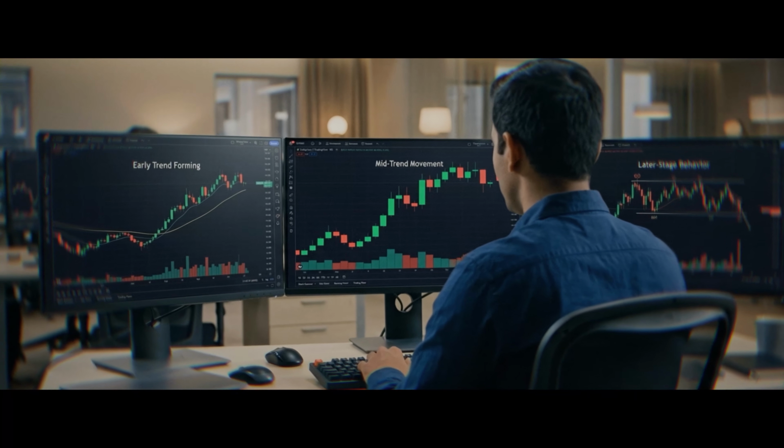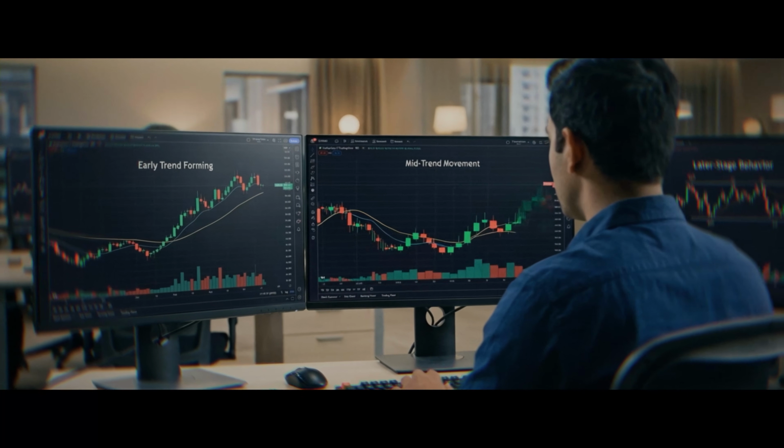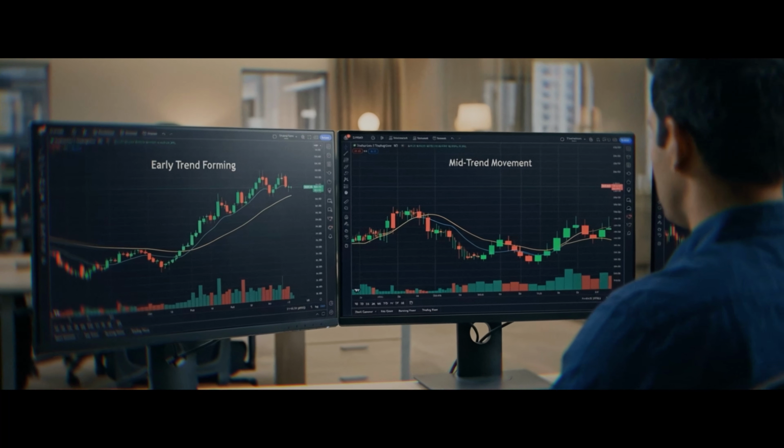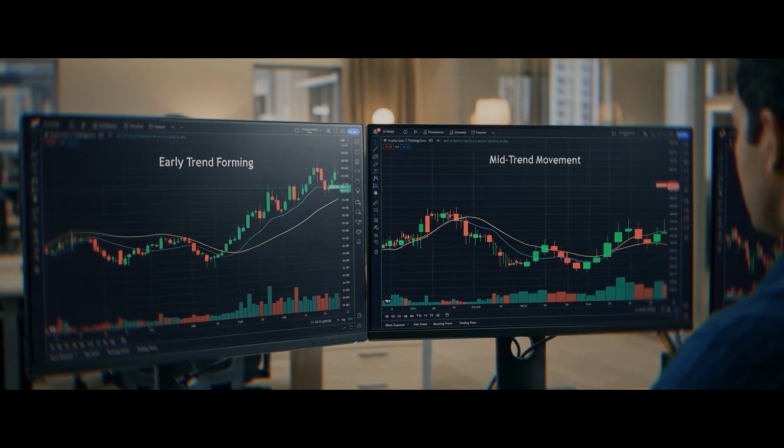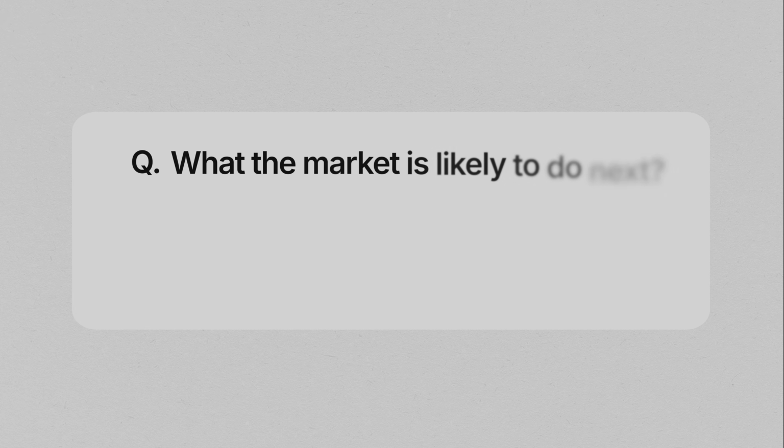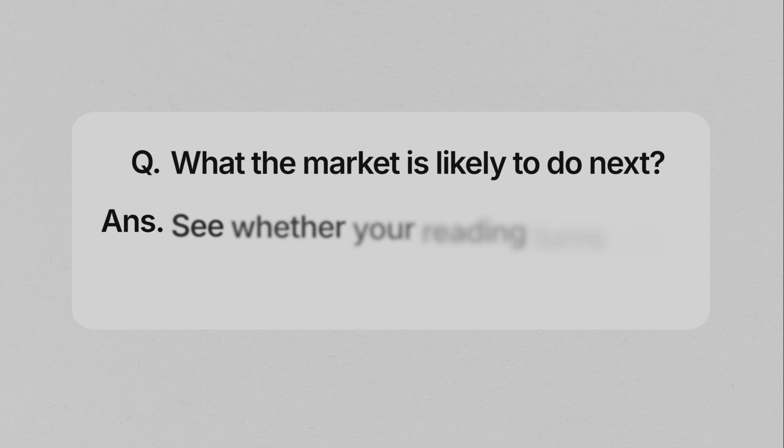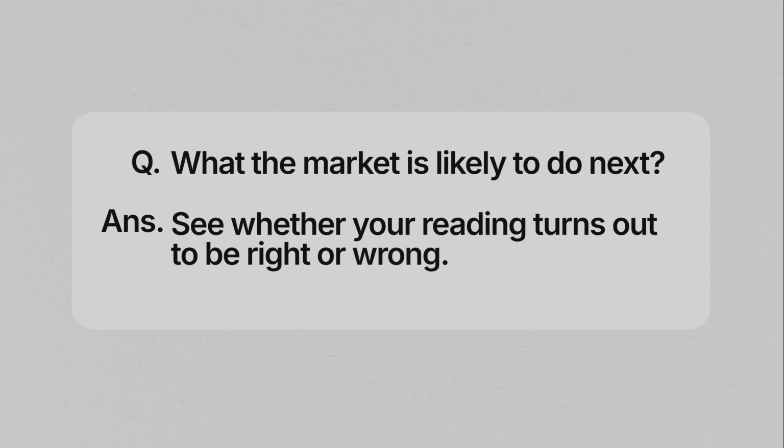The indicators I spoke about are only indicative and they can get noisy. And one of the best ways to improve your interpretation of them is to simply observe them over time. Watch how they behave as the market evolves and try to build a feel for what they are telling you. Even if you're not trading, you can make a mental exercise out of it. Ask yourself what the market is likely to do next, and then see whether your reading turns out to be right or wrong.